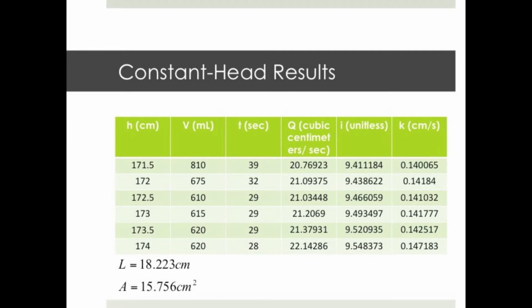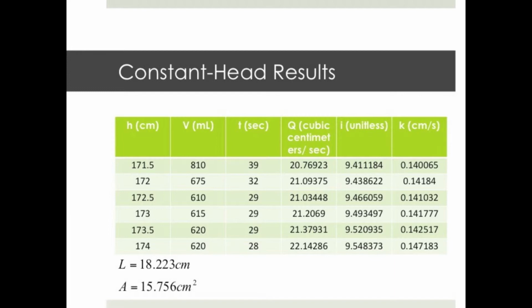The fourth column, flow rate, Q, can be directly calculated from the raw data. Conveniently, 1 milliliter is equal to 1 cubic centimeter. Thus, flow rate is calculated by dividing the volume V by time increment t. Assuming the dimensions of the sample do not change throughout the test, that is the cross-sectional area and length of the sample, the coefficient of permeability, K, can be calculated using Darcy's Law.